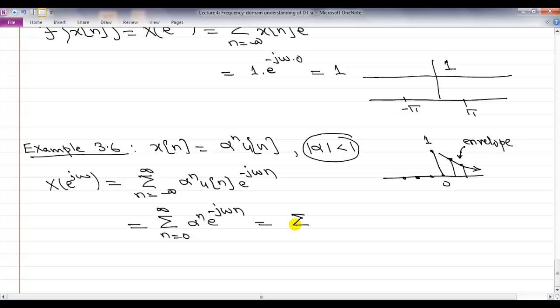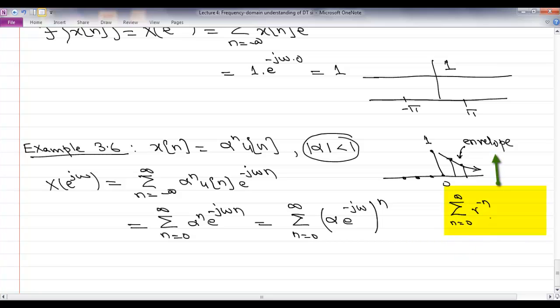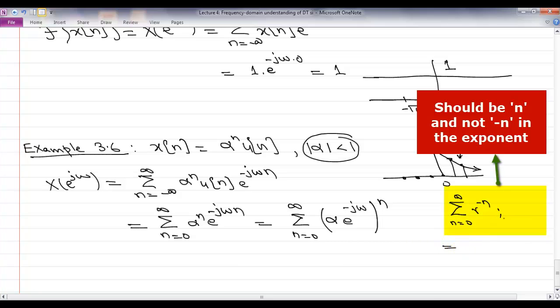Okay. So sum from n equal to 0 to infinity of (alpha e^{-jω})^n. Right? If we can write it like this, if we remember the geometric sum formula, if we have the sum from n equal to 0 to infinity of r^n, then we know that as long as absolute value of r is less than 1, this sum is finite and its value is given by 1 over 1 minus r. Right?